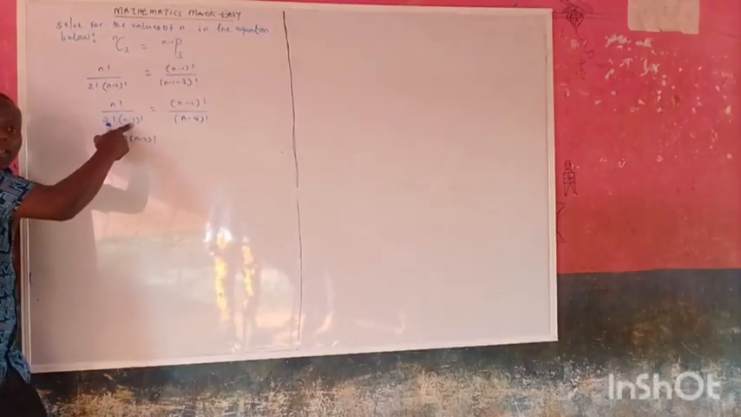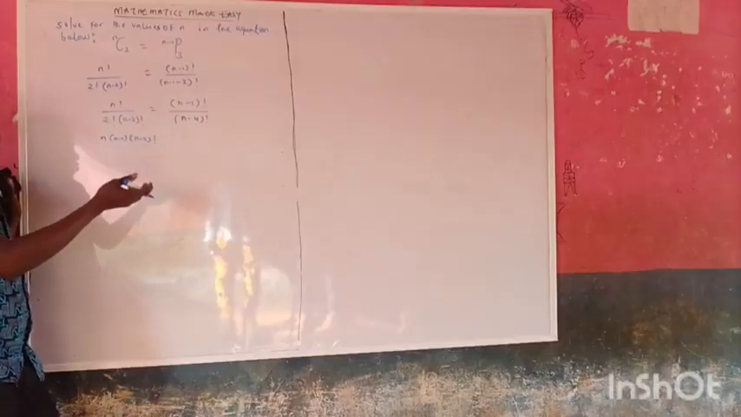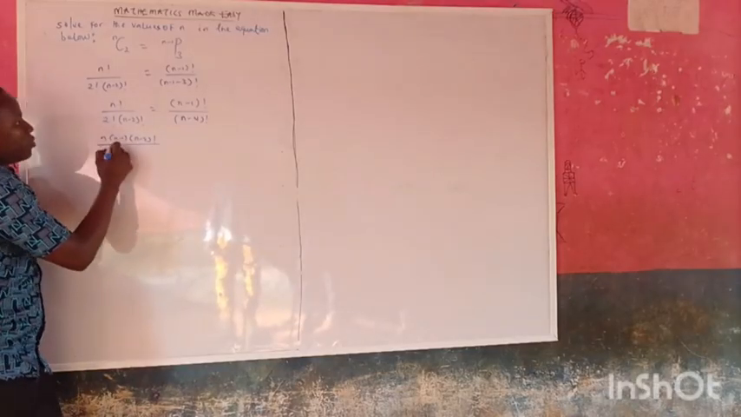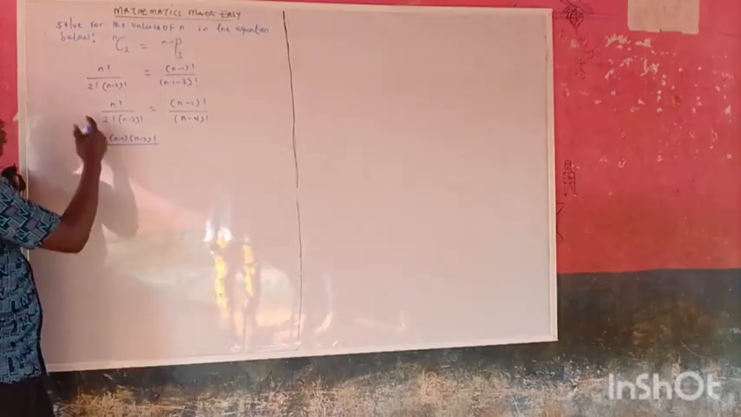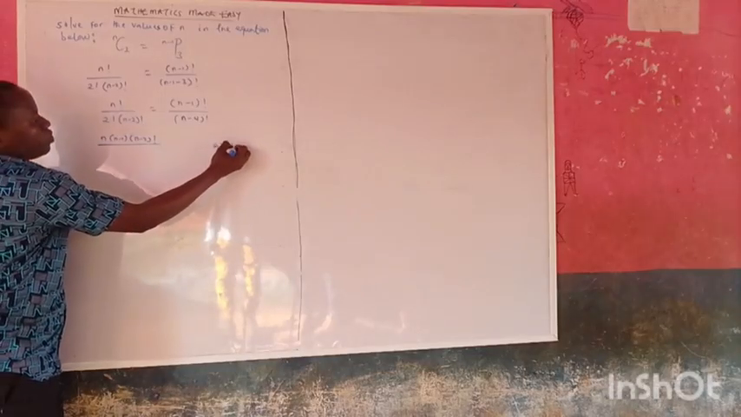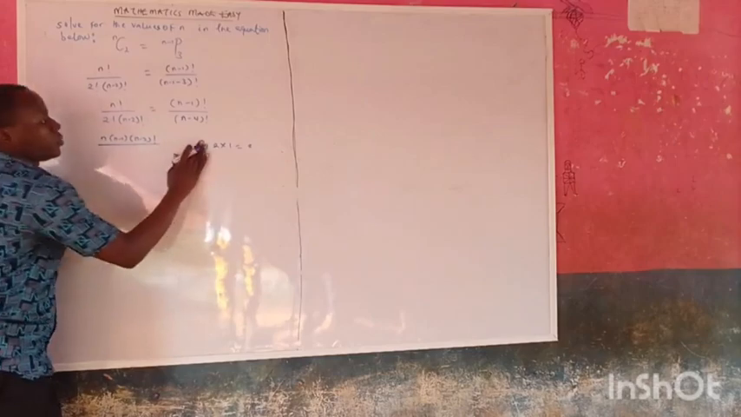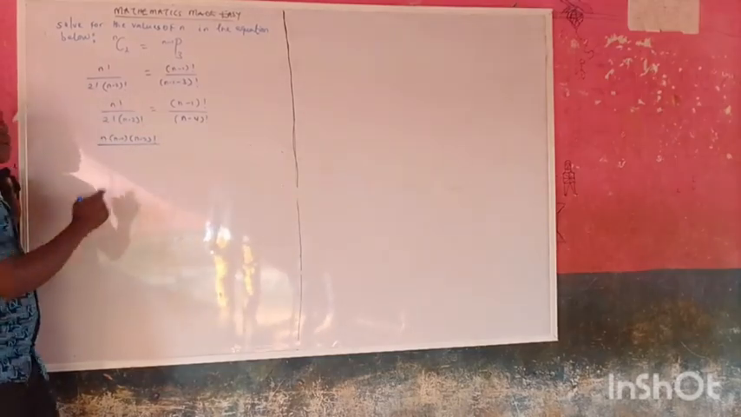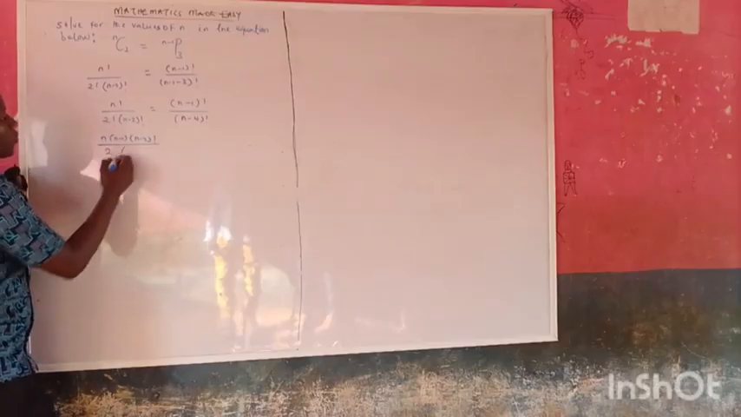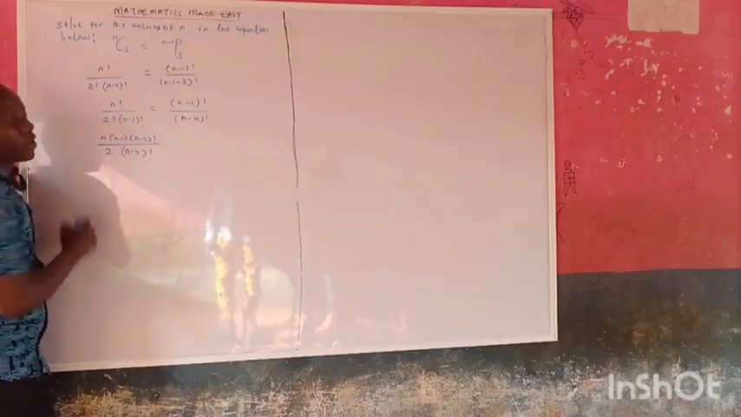Because I'm having n minus 2 factorial in my denominator, so that it will be able to cancel out. And what is 2 factorial? 2 factorial is 2 multiplied by 1, which is equal to 2. So I can write 2 factorial as 2. Then n minus 2 factorial will still remain as n minus 2 factorial.